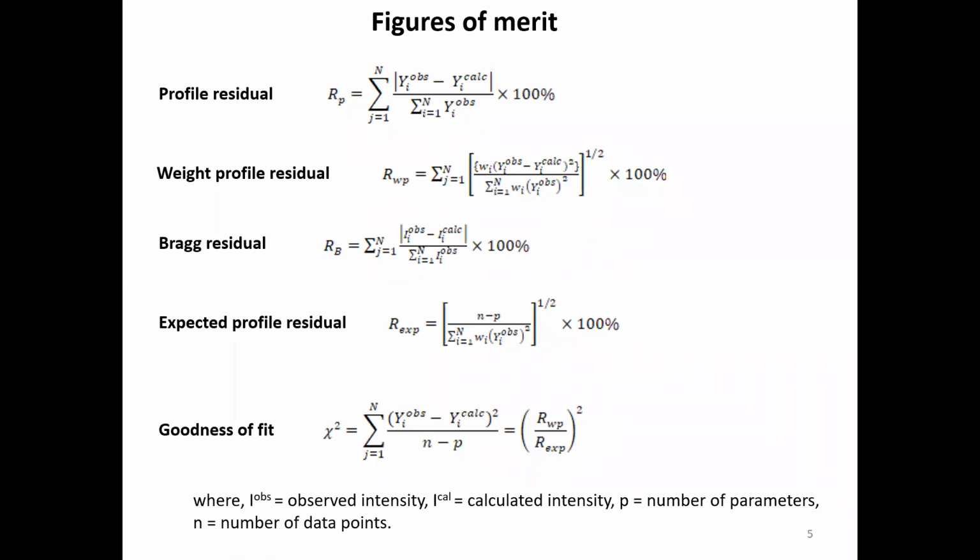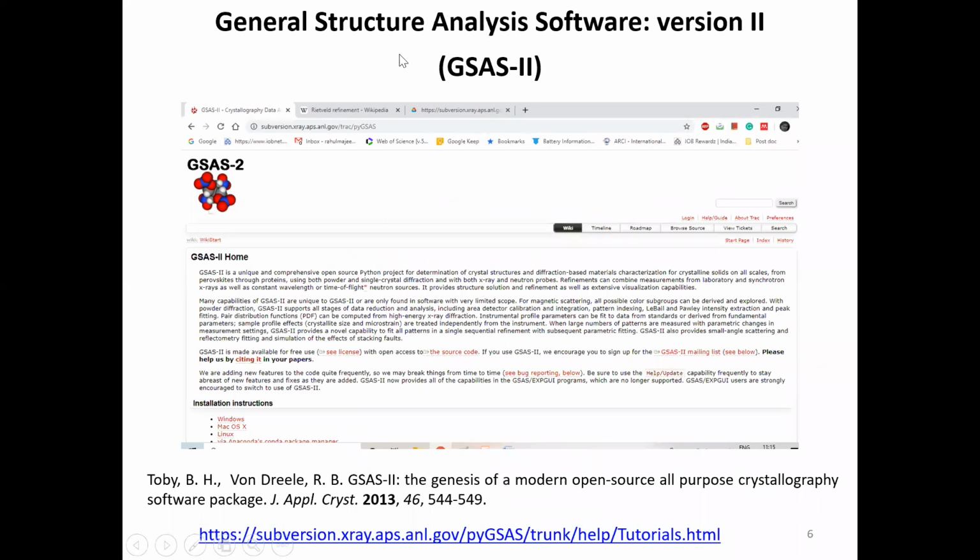Okay, and the software we use, as I told, is General Structure Analysis Software, version 2. Version 2 has advantages, like it has a nice graphical user interface, so you can always interact with your outcome results and other things. By simply typing GSAS-II, you can find this website, and from here you can download the software for Windows, Mac, or other systems. And tutorials are also given, so follow this link.